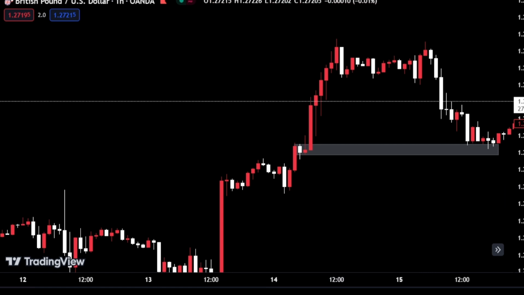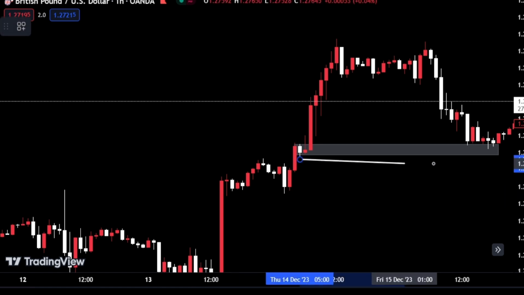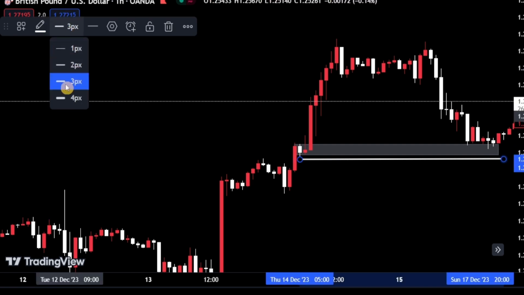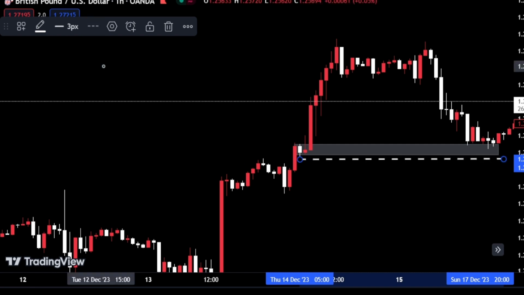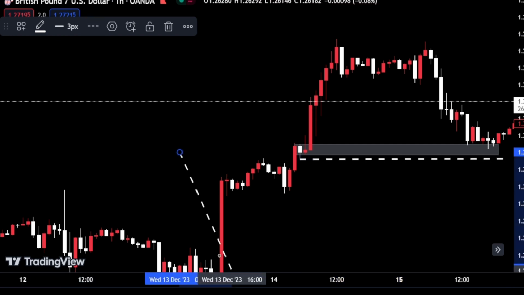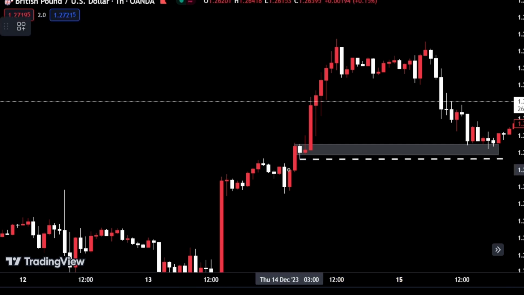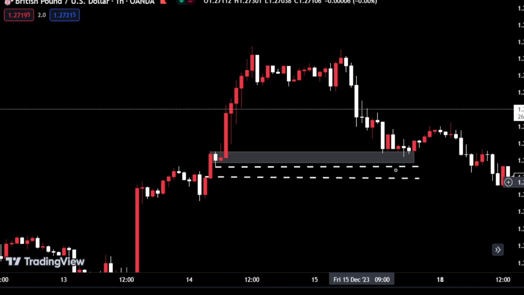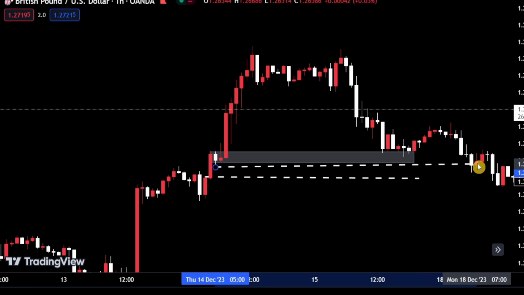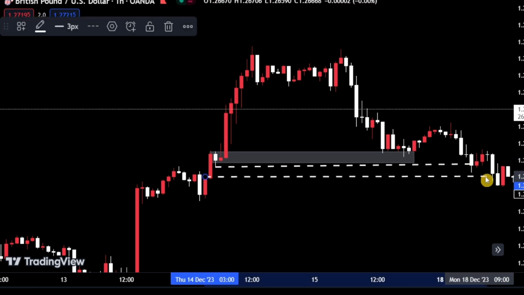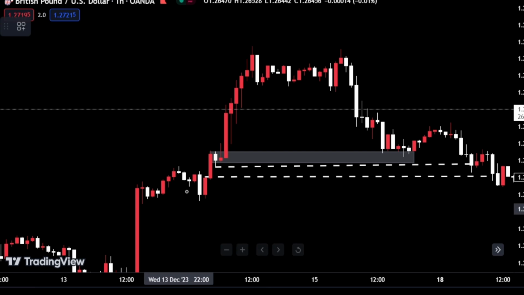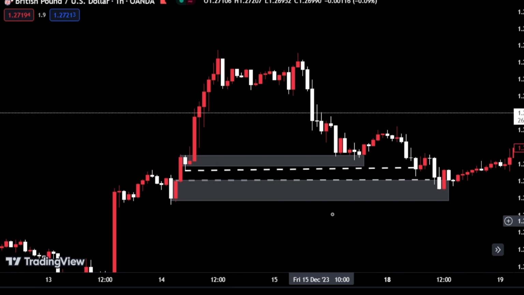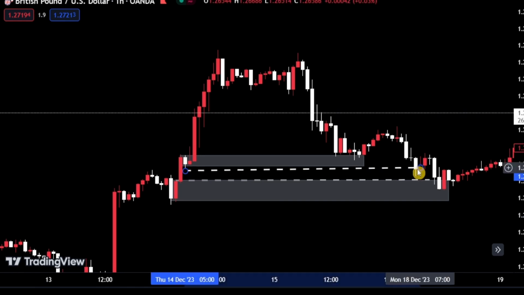Because of the fair value gap which we have right here. Okay, so you're looking at that fair value gap. Let me just finish marking it. Right, you can see that fair value gap. That means the market has to trade into that fair value gap and respect the demand zone, which is underlying the fair value gap. You see how the market traded into the fair value gap, right?